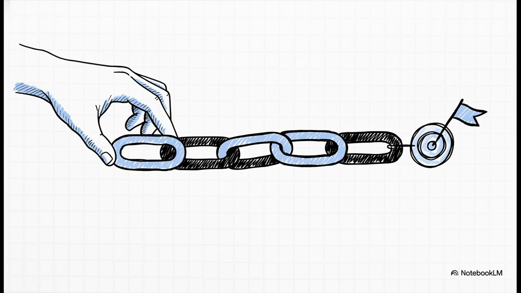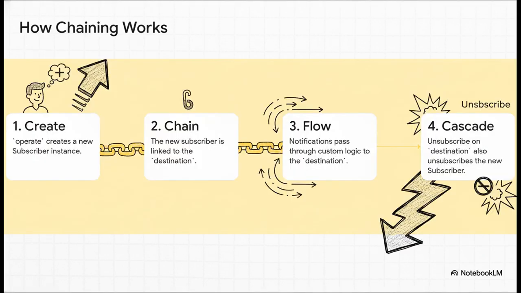The key word here is chaining. When you call Operate, it doesn't just make a new subscriber. It actually links or chains that new subscriber to the destination you provided. I love this analogy. It's like plugging a bunch of extension cords together. Each operator adds another cord to the chain, making sure you have one continuous connection all the way from the power source to your lamp. So let's trace the path. One, Operate creates a new subscriber. Two, it immediately chains it to the destination. Three, values start to flow, passing through your custom logic on their way to that destination. And four, this is the magic bullet, when the very end of the line gets unsubscribed, that signal automatically zips backwards up the chain, unsubscribing every single link along the way.